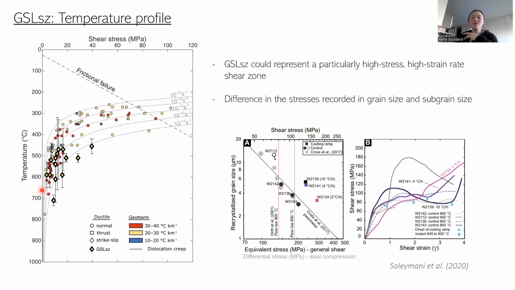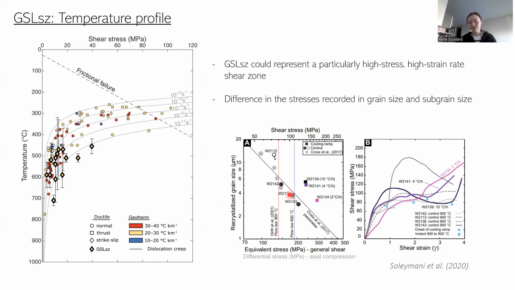Or it could be that you are seeing different stresses recorded in grain size piezometry, which is what all the rest of the data uses to measure stress, and subgrain size piezometry. And this is particularly relevant if you look at this one experimental study by Silomone in 2020, where they used recrystallized grain size against stress. In this case, they deformed the sample at steady state, or they did a load of experiments at steady state to test that they did fit on the piezometer.